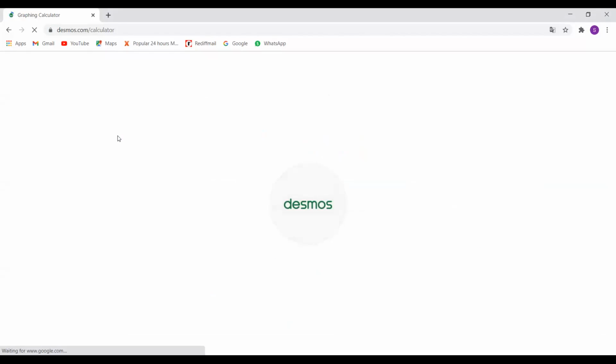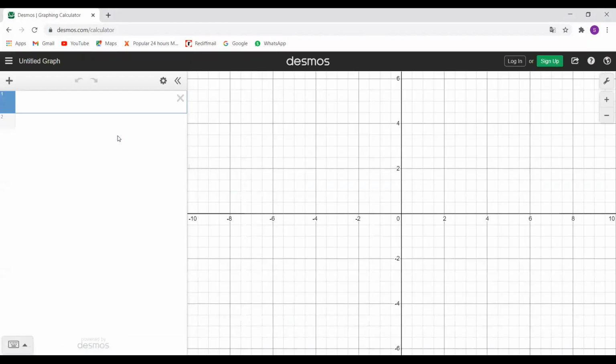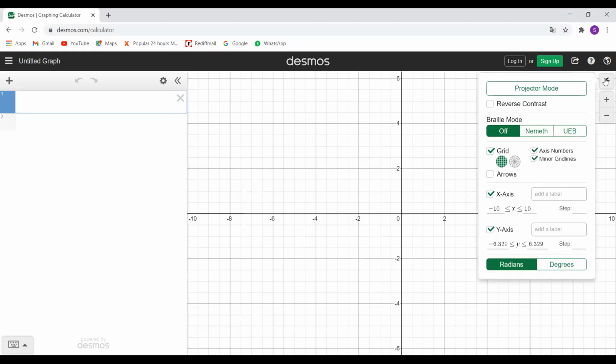When I click on this, the main page, the home page of this Desmos graphical calculator opens up. This is how it looks. On the main page, you can see the graph settings. When I click on this, I get a drop down, and here is the option of grid or without grid.